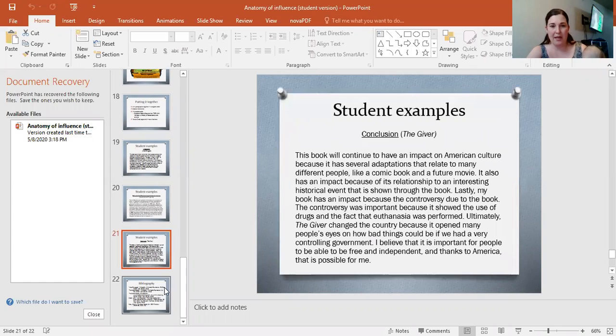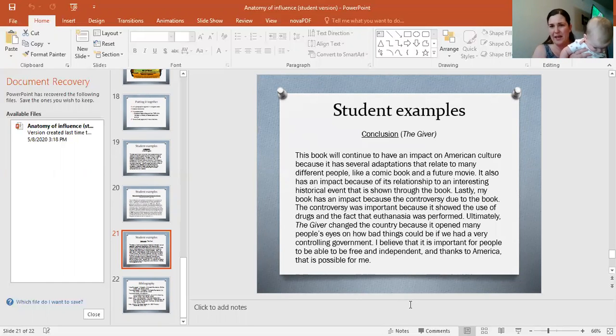So in my examples, I have one for The Giver. It's not perfect, maybe not even necessarily an A+ one, but it's very straightforward. So The Giver will continue to have an impact on American culture because it has several adaptations that relate to many different people, like a comic book and a future movie. It also has an impact because of its relationship to an interesting historical event that's shown throughout the book. Lastly, The Giver has an impact because of the controversy due to the book.